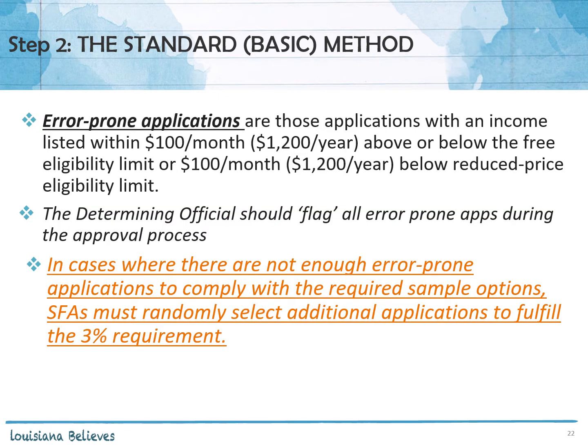Error-prone applications are those applications with an income listed within $100 a month or $1,200 a year above or below the free eligibility limit, or $100 a month or $1,200 a year below the reduced price eligibility limit. The determining official should flag all error-prone applications during the approval process. In cases where there are not enough error-prone applications to comply with the required sample options, SFAs must randomly select additional applications to fulfill the 3% requirement.